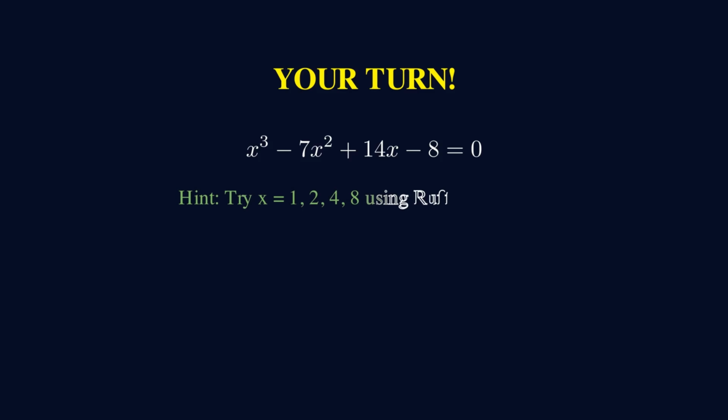Now it's your turn. Try solving x cubed minus 7x squared plus 14x minus 8 equals 0 using Ruffini's method. Hint: test the values 1, 2, 4, and 8. Can you find all three roots?